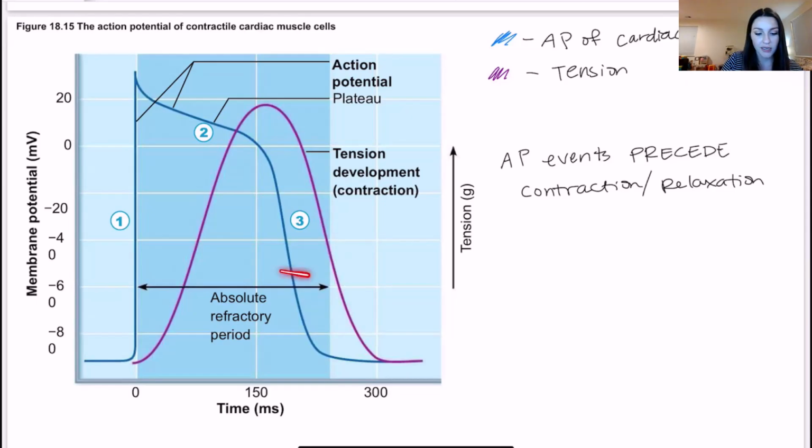Not that I need you to recite the absolute refractory period, I just want you to know that it's really important that the heart can't really contract more strongly like we saw in 430 with skeletal muscles, because we want the heart to fill fully with blood each time it beats. We want it to work effectively.